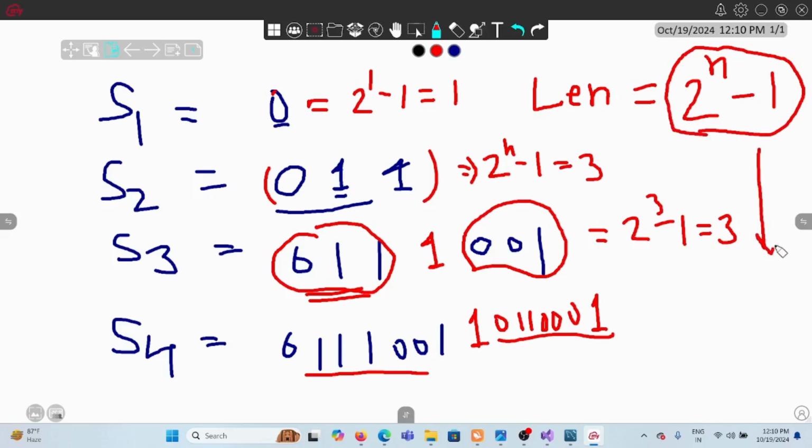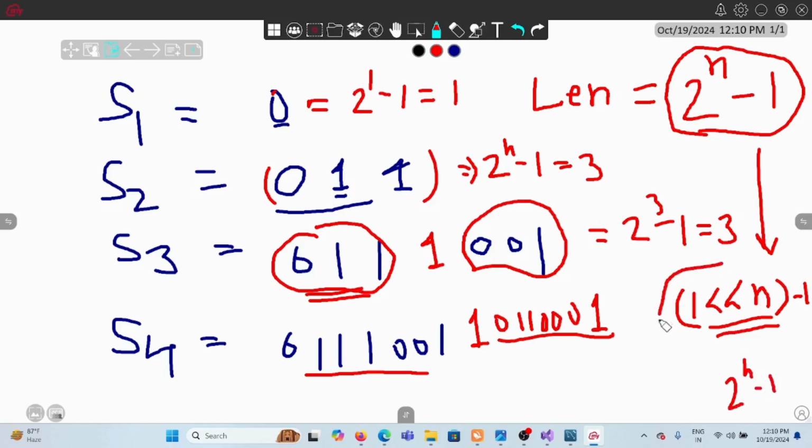We can also write this 2 to the power n minus 1 like this: 1 with the left shift operator n times. This also represents 2 to the power n, and then minus 1. This part indicates 2 to the power n, so we can also write it this way. Don't get confused about what this means in terms of the left shift operator. Now we will look at certain other terms before going to the solution.